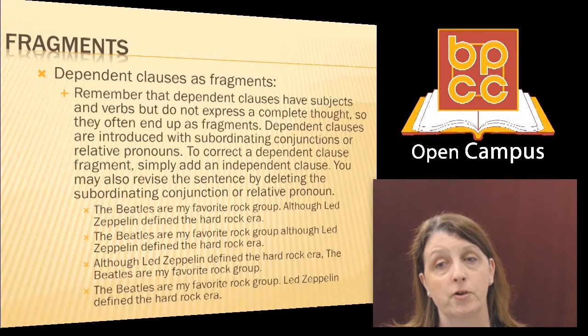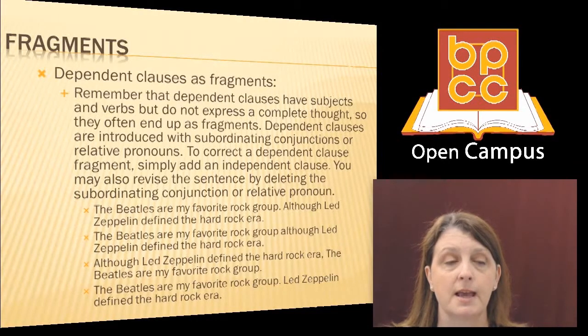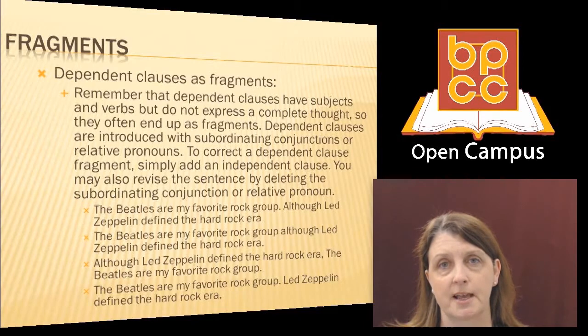The Beatles are my favorite rock group. Led Zeppelin defined the hard rock era. Both of those are good sentences. However, the problem with doing this is that you lose some interest. If you have an entire essay of simple sentences, it will be boring.